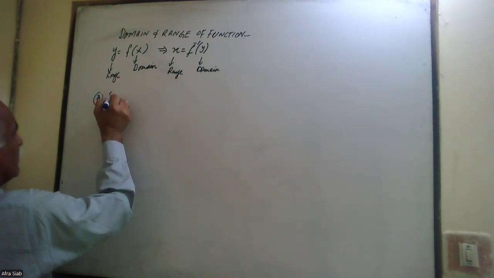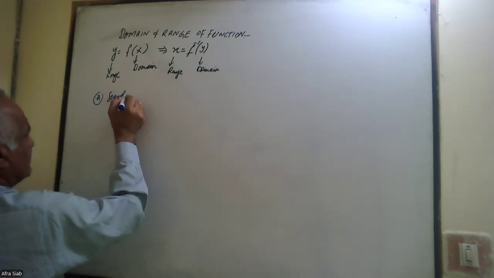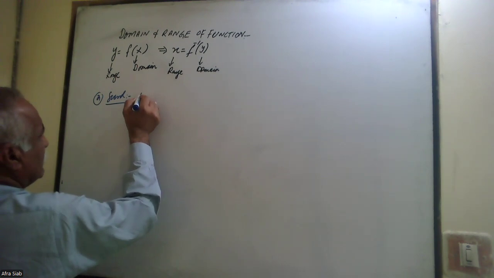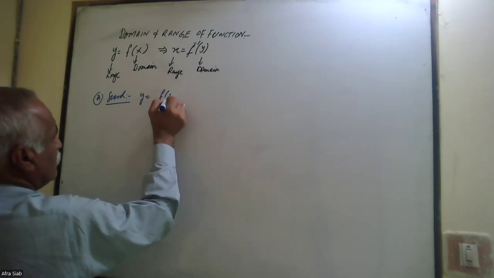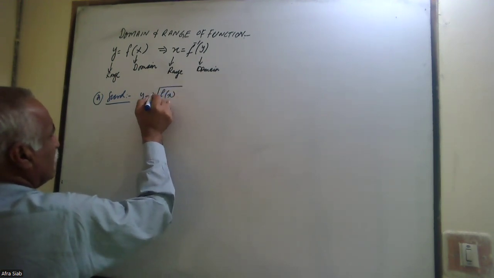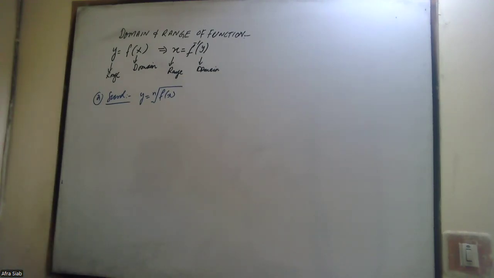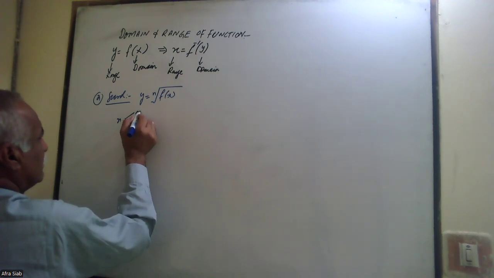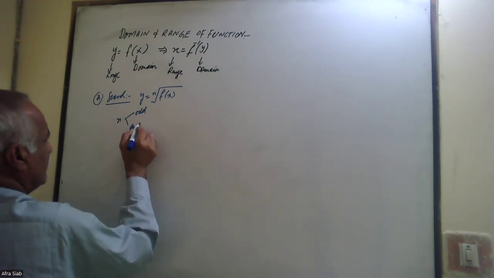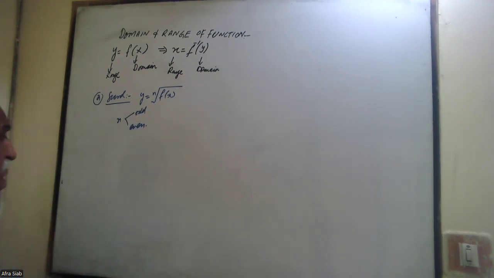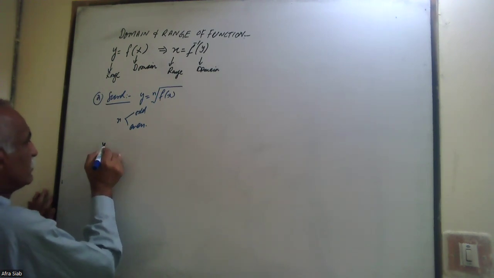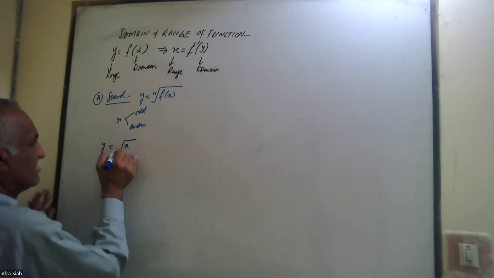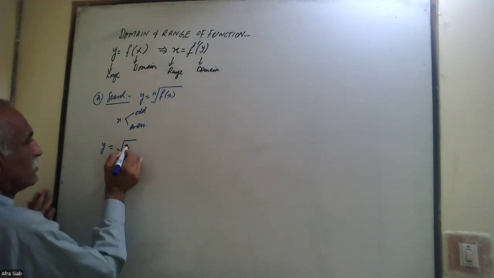That is known as the surd function. Surd function means y is equal to f of x to the power 1 by n. So n can be either odd or even. f of x is the general function of this quotient. So, for example, we are going to draw the graph of y is equal to square root of x.